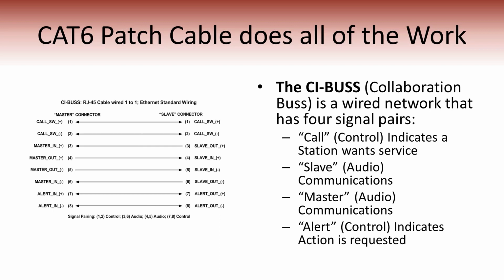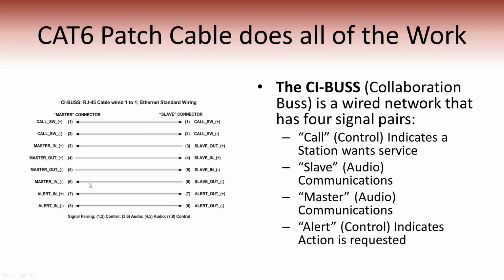That's where this comes in. This alert pair tells the music to shut down while we're having a conversation. Then your audio, your master out is on pair 4 and 5, and your master in is on 3 and 6. If you know how EIA 568 Cat5 patch cables are wired, this is a pair, and 3 and 6 is a pair, this is a pair, and this is a pair.